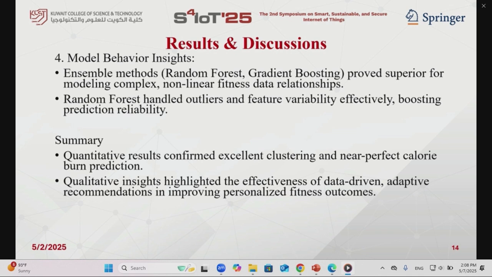In this slide, we have examined the model behavior. We found ensemble methods like random forest and gradient boosting handled outliers and feature variability best. Their robustness underpins the reliability of our real-time recommendations, ensuring consistency even when user behavior fluctuates. Now moving on to the next slide. This is the basic summary of our results and discussion.